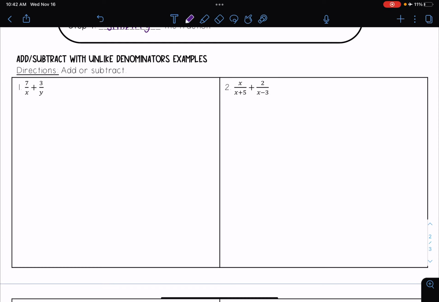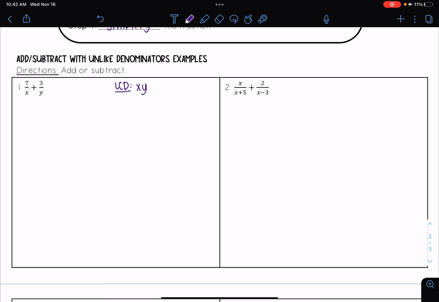Okay, let's look at this first one. So this first one I have 7 over x plus 3 over y. I can't go ahead and add these because I do not have a common denominator. And so I need to find that least common denominator first. Least common denominator is going to be all those factors multiplied together. So here I have an x, and then I have a y. So that means that my LCD is going to be xy.